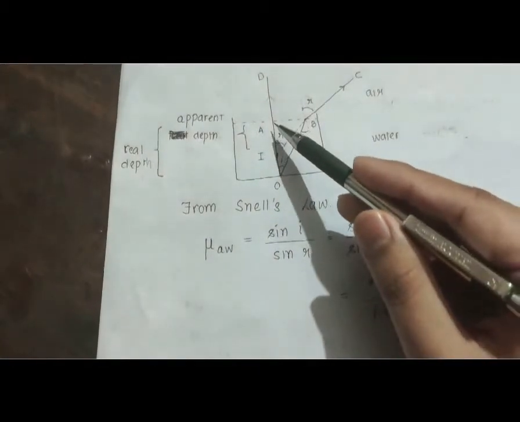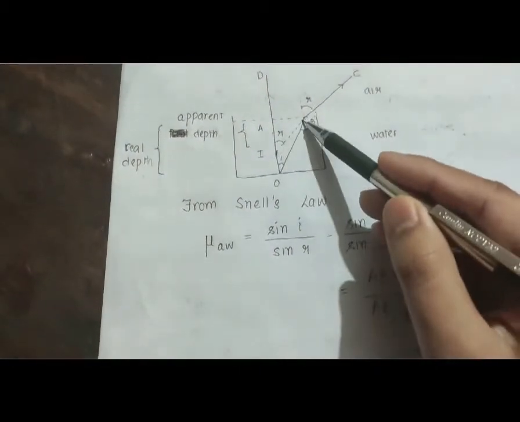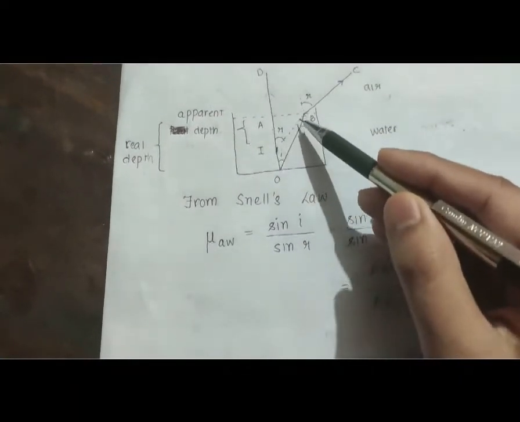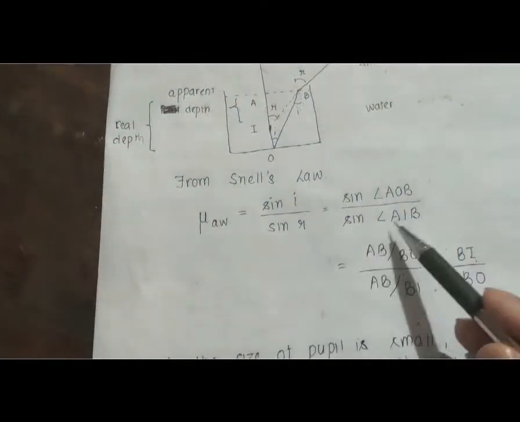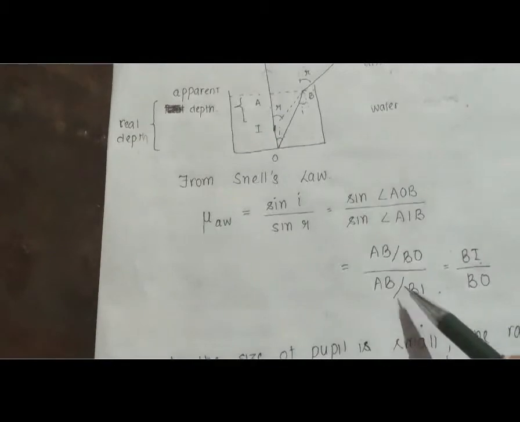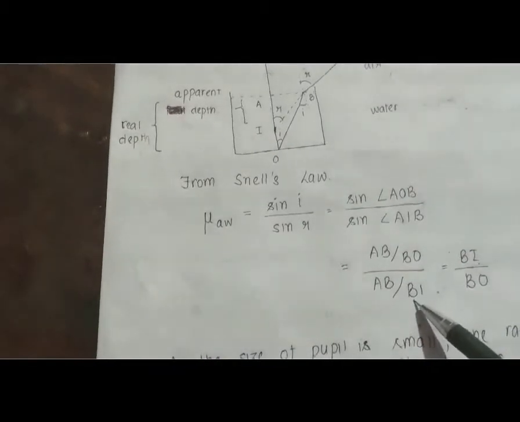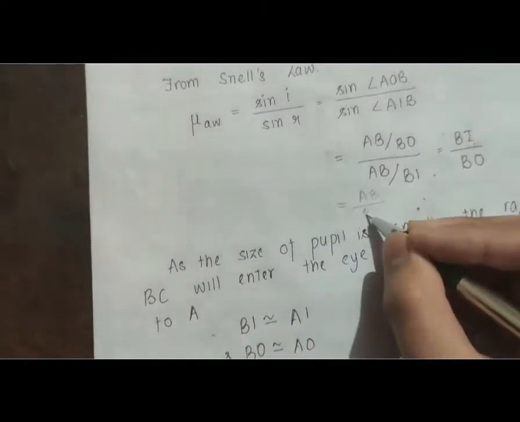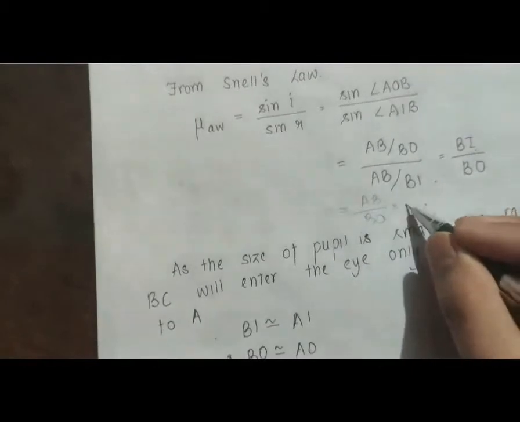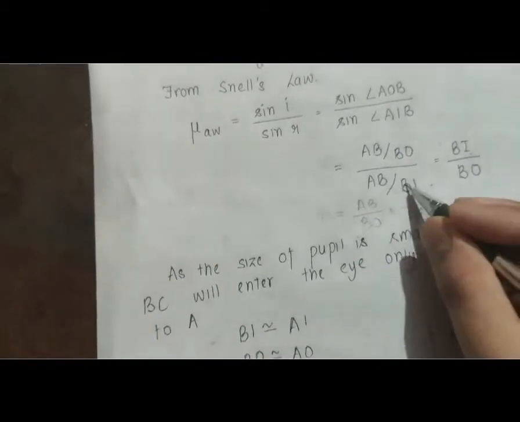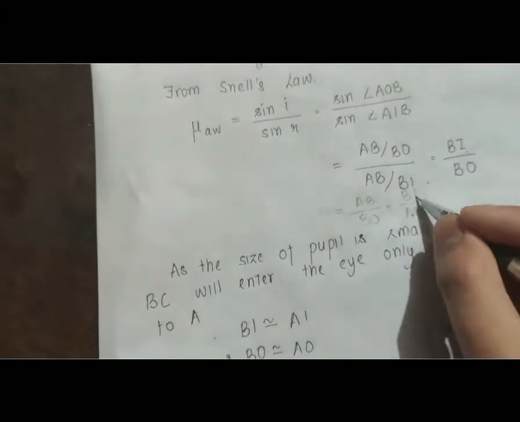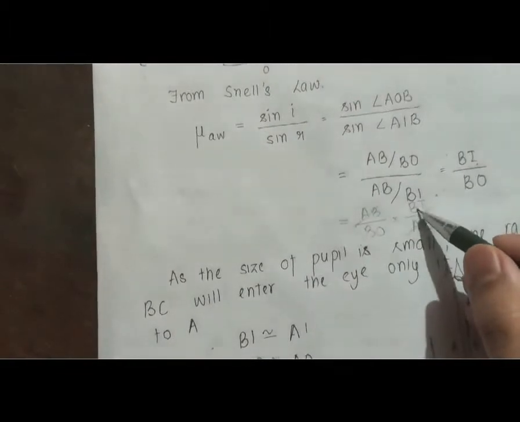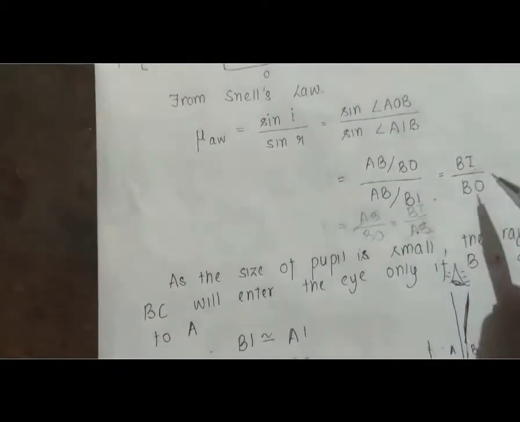Similarly, consider your other triangle AIB. In this case also, which is your opposite side? AB. Which is your hypotenuse? BI. So sine of AIB can be written as AB divided by BI. Now I can write this as AB divided by BO into, this AB will be at the denominator and BI will go to the numerator. What happens? Your AB gets cancelled, and what you are left with? BI by BO. So I'll write down BI by BO.